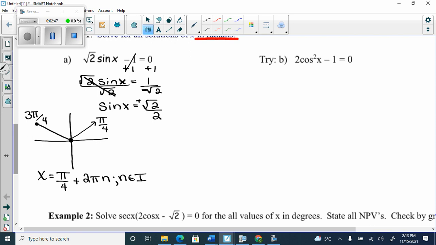Have I done all the solutions though? No, I've just done 1. How do I do the second one? What is the next one? 3 pi over 4. And what do I have to do to get to it? Add 2 pi or subtract 2 pi, either way, right? But how I show that it's a general solution is add 2 pi n, n an element of the integers. Done. That's all it is.